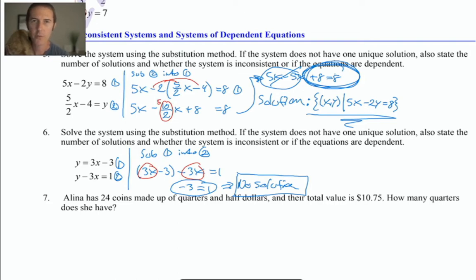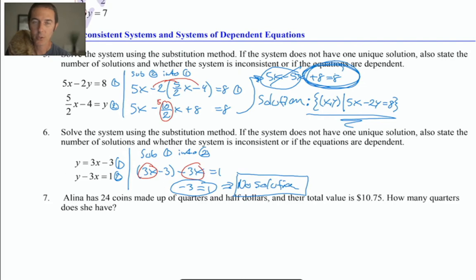I was working with a student recently in a private tutoring session, and I said, "Do you speak Chinese?" And she said, "No." I said, "So if I asked you to take this question about Alina and her 24 coins and translate it into Chinese, could you do that?" She said, "No." I said, "It helps to know the Chinese language to do that." She agreed. It helps to know the mathematical language in order to do a translation from English into math.